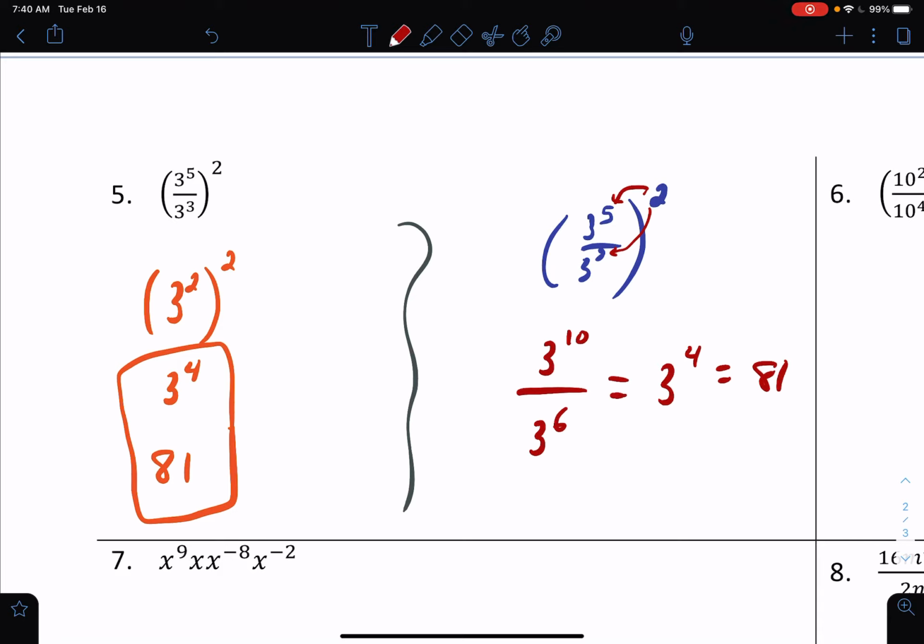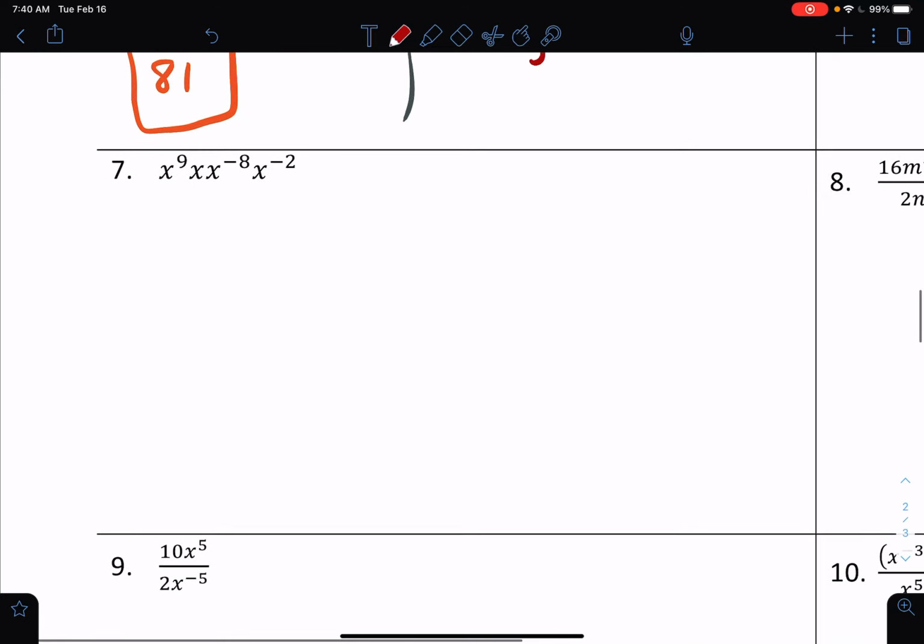Okay? There's going to be a couple different ways to simplify these, but you got to make sure you're using those properties correctly. All right, moving on. Moving on to number 7.